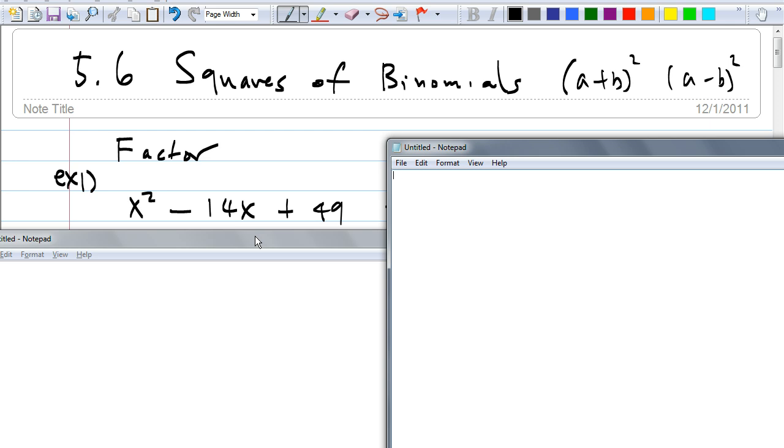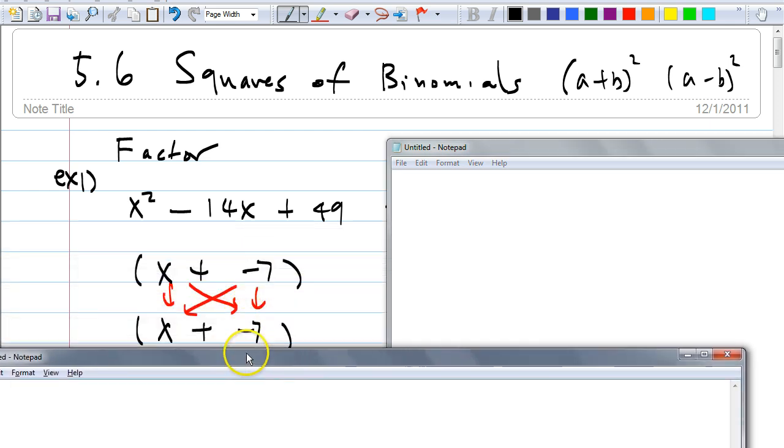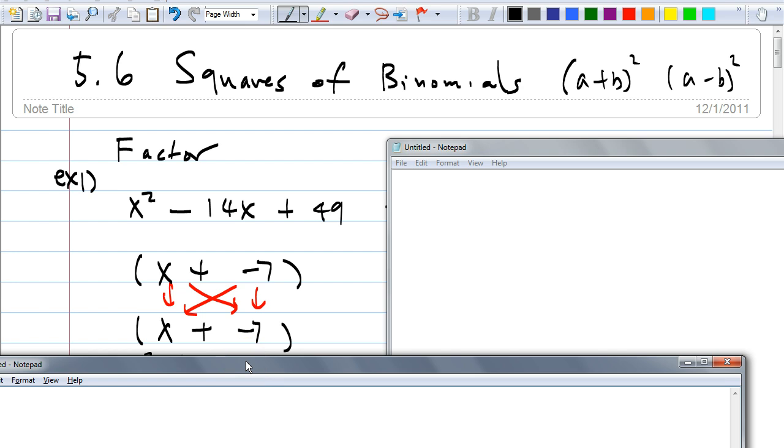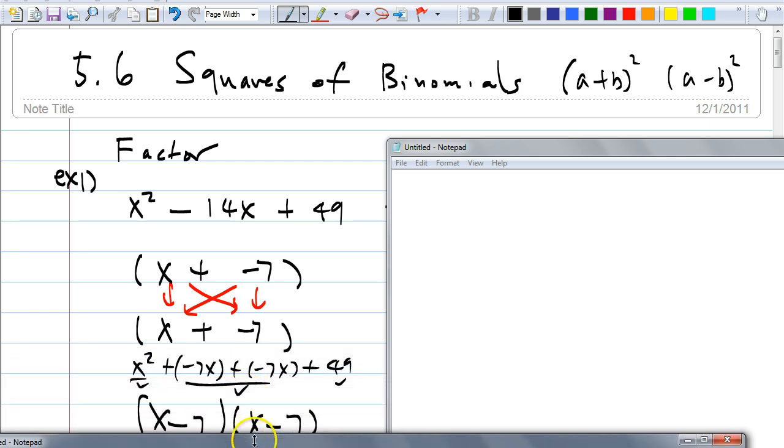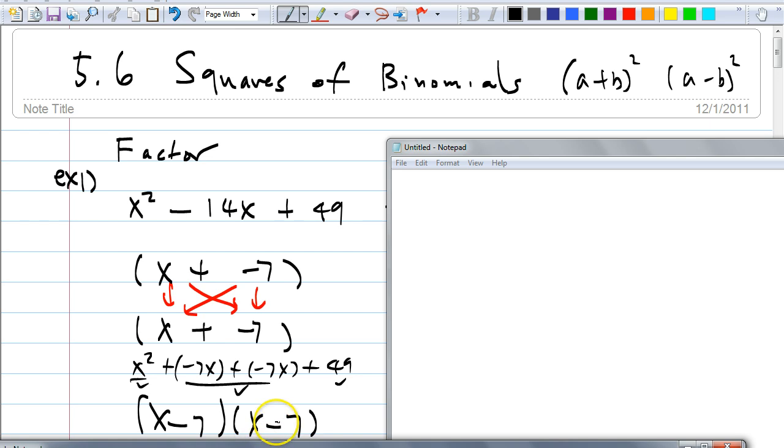So anybody have the answer? X plus what and x plus what? How about, yeah, Lindsay? It's x plus negative 7 times x plus negative 7. That's what I got. Did you all get that? All right, so how do we write the answer? I wrote it as x minus 7 in parentheses to the second power. You could write it twice, or what's a better way to write this? X minus 7 squared.